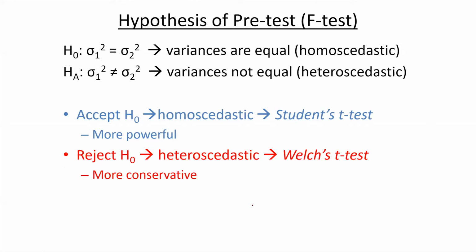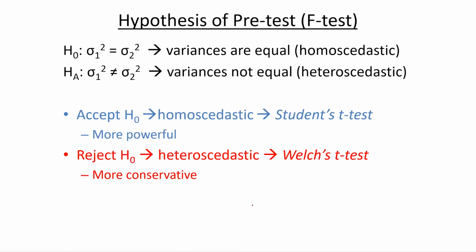Okay. So remember, before we do our 2-sample t-test, we need to do our pretest, our F-test. We need to see if our variances are equal or unequal. If they're equal, we can do a homoscedastic Student's t-test. If they're unequal, we could do a heteroscedastic Welch's t-test. We hope to accept our null hypothesis. We hope that our variances are equal because the homoscedastic test is actually a more powerful test. It's better able to detect differences between groups and better able to tell us with more precision if group 1 and group 2 are different from each other.